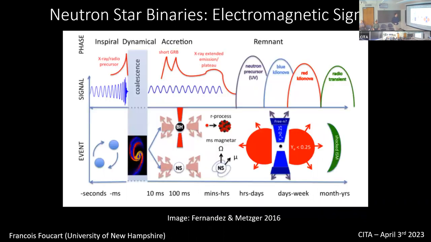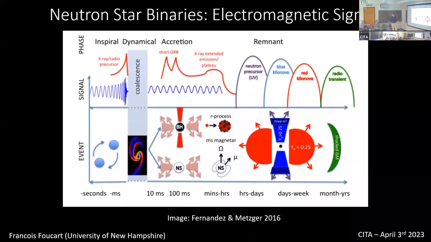Okay. This picture, many people are probably familiar with. It's by Rodrigo Fernandez and Brian Metzger in their review from 2016. But just to get an idea of the overall evolution and timescales, in a binary merger, first we have gravitational wave emission that leads to the inspiral of the binary as it loses energy and angular momentum. That can last for as long as you want.